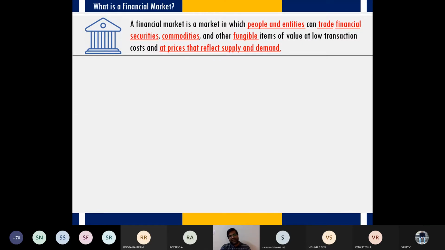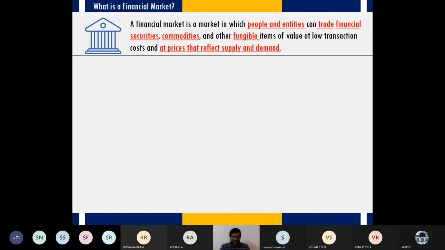So in a financial market, who are the participants? Who are the people trading in the financial market? The answer is the individuals and the corporates, and of course, it also includes the government. Here the word entities denotes corporates and government. What exactly do these people and entities do in the financial market? The answer is they trade financial securities, and that's one of the reasons why this is also known as the securities market. What is being traded is securities here, so that's the reason the term securities market is used.